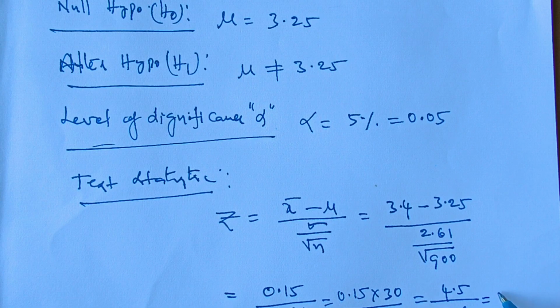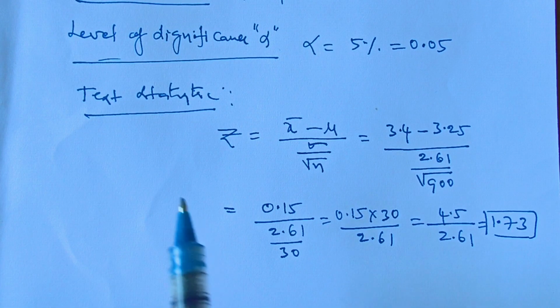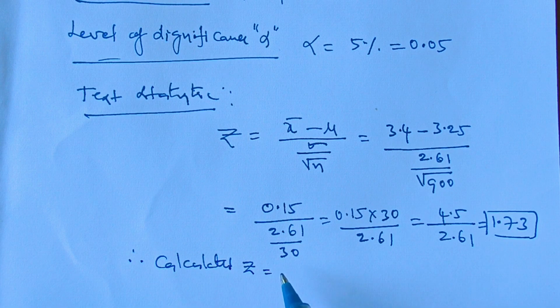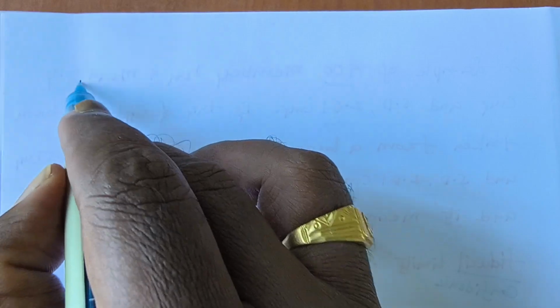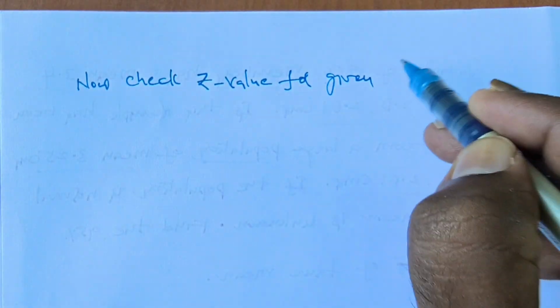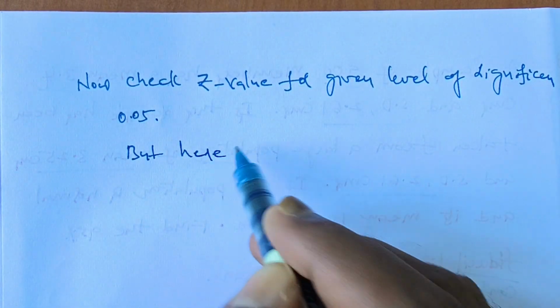So we simplify this in this way and got the value 1.73. Therefore, this value indicates calculated value of z. This is calculated value. Now we check tabular value of z for the given level of significance, that is 0.05.